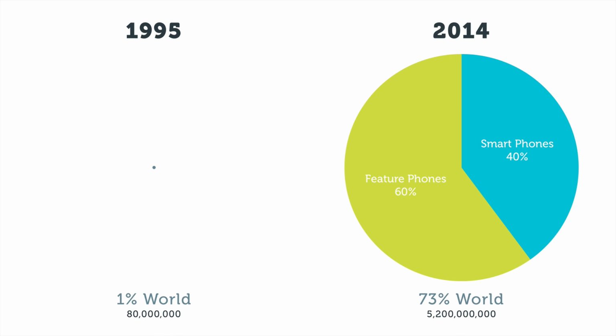20 years ago, it was only 1% of the world's population had access to mobile phones. Penetration rate is now at 73%, with 40% of that being smartphones. Just to give a perspective on that, the iPhone was introduced in 2007, and that really kicked off the smartphone boom. In 7 years, to see that heavy of a change, it's just staggering.